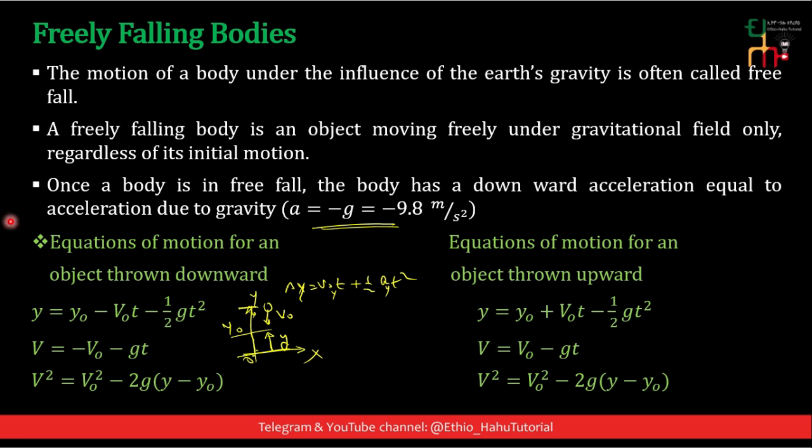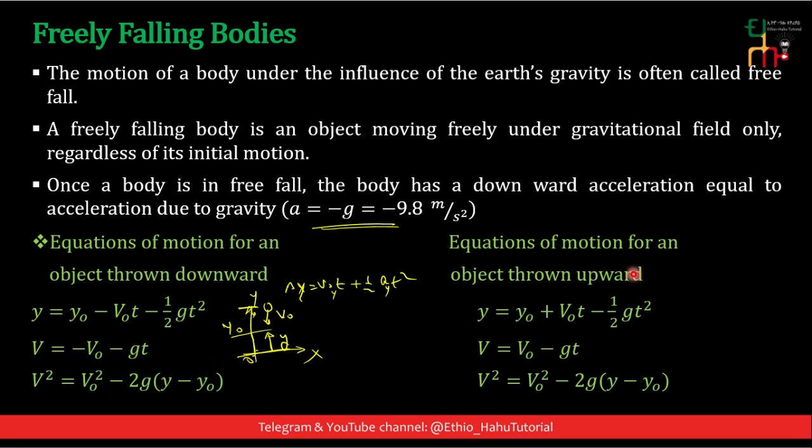Therefore, the position of the particle at any time t is y equals y0 minus v0 t minus half g t squared, v equals minus v0 minus g t, and v squared equals v0 squared minus 2g times y minus y0.